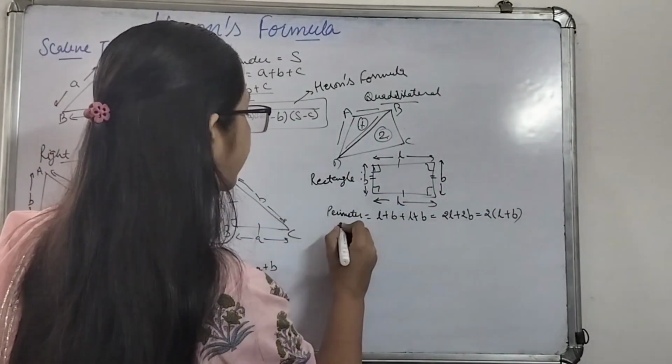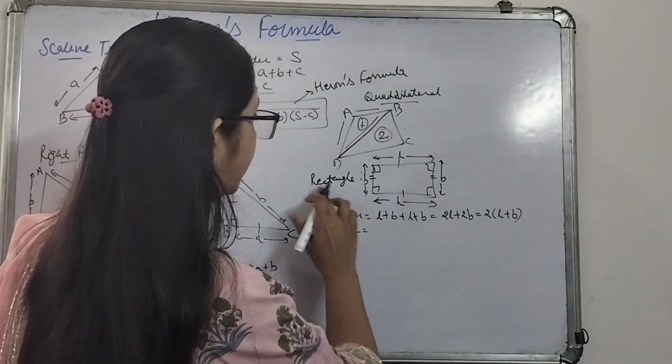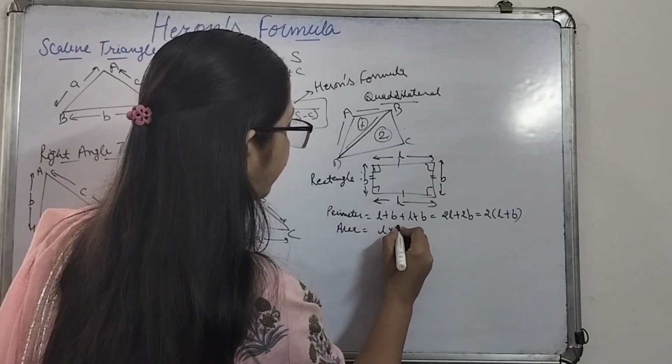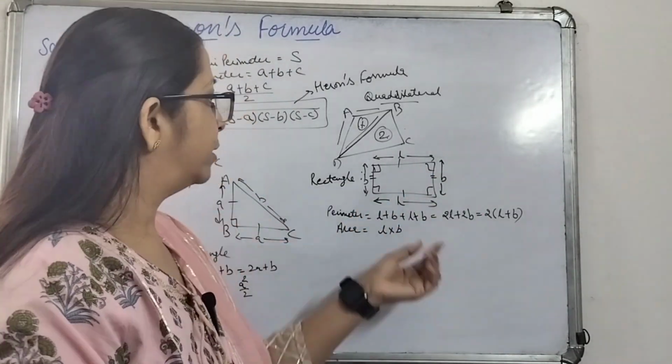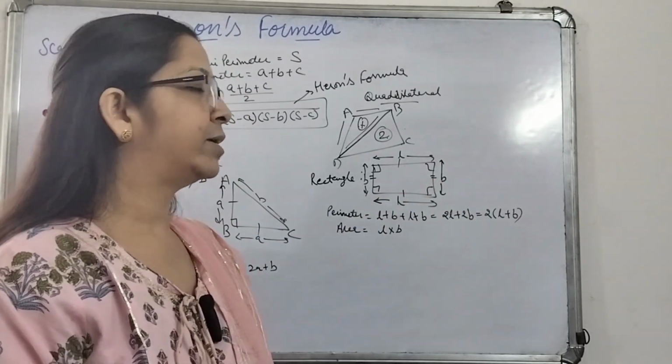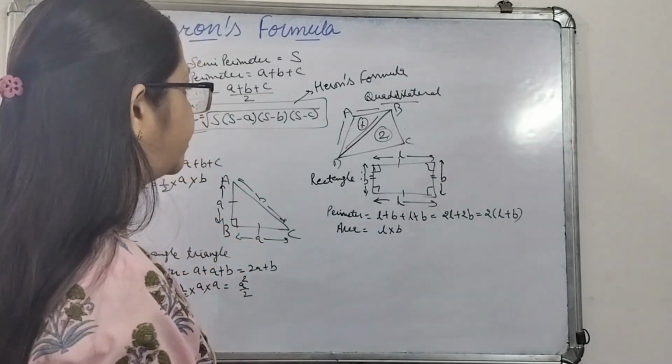Now what will be the area? We have learned in our previous classes that the area of a rectangle is given by L into B, length multiplied by its width. If we multiply these two, it will give us the area of a rectangle.